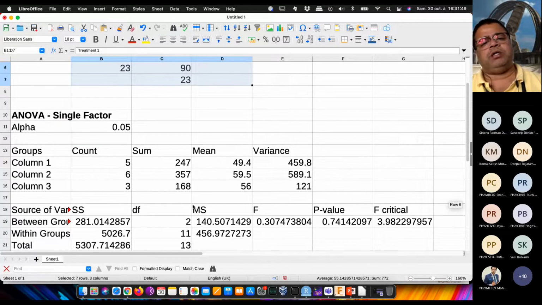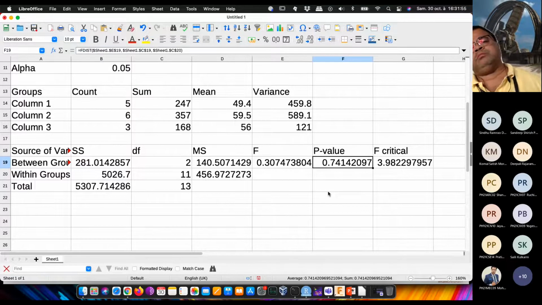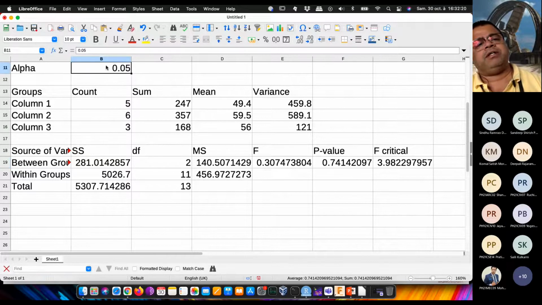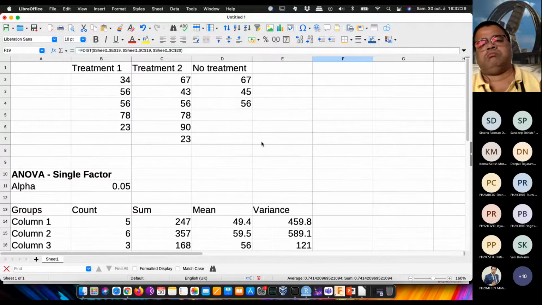As soon as I say okay, my whole calculation has come. Look at the p value. What does the p value say? This is my alpha and this is my p value. Is it bigger or smaller? This is alpha and this is p value. Bigger or smaller? This is bigger, right? 0.741 is greater than alpha. Since it is greater than alpha, that means there is no difference between these values. That means there is no difference between them.